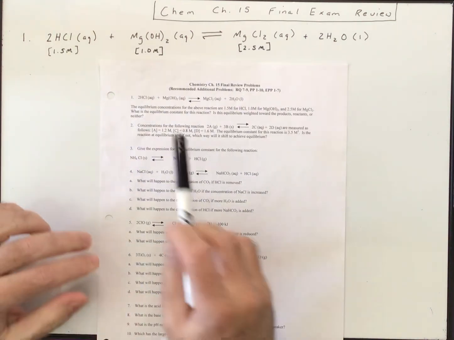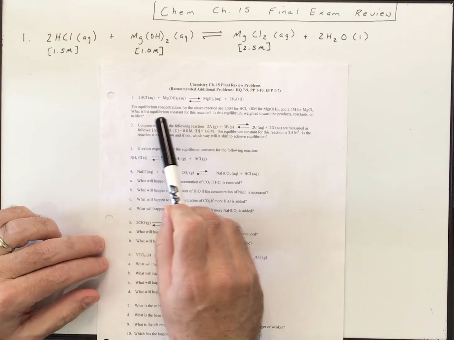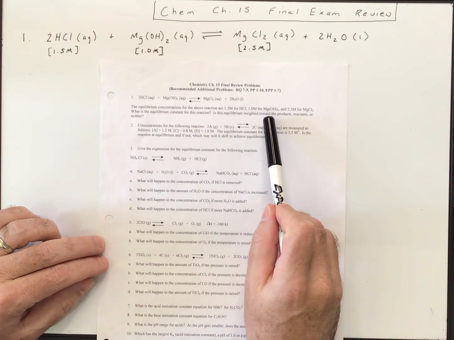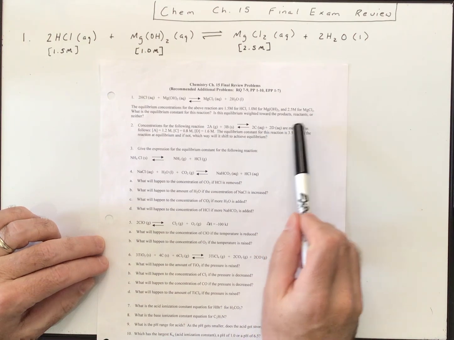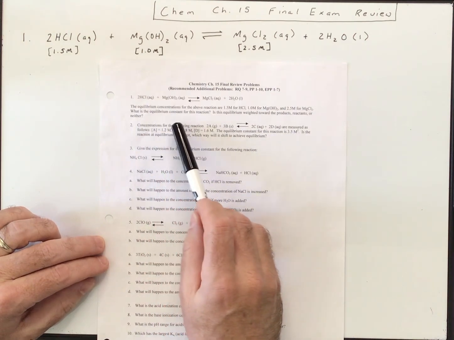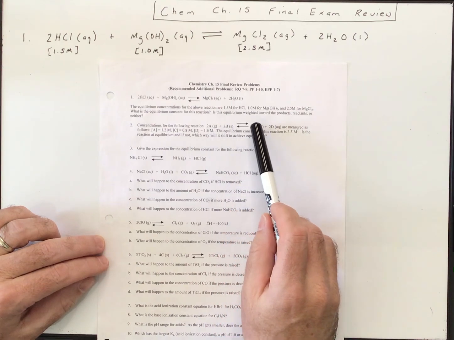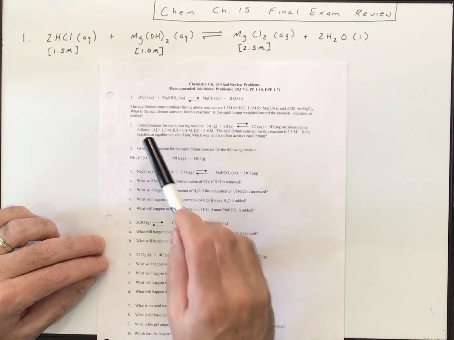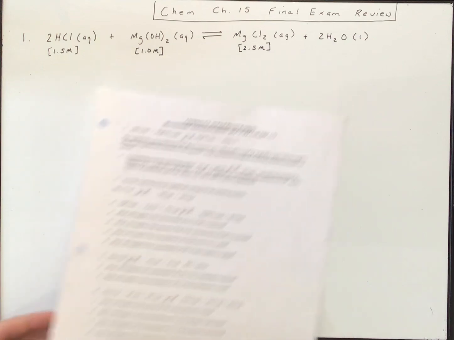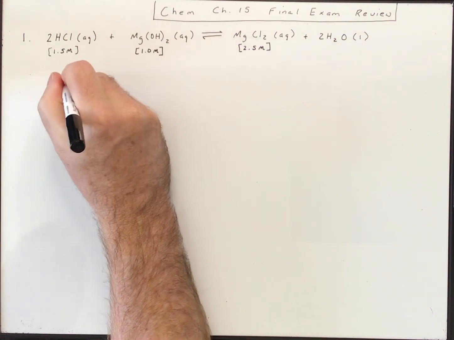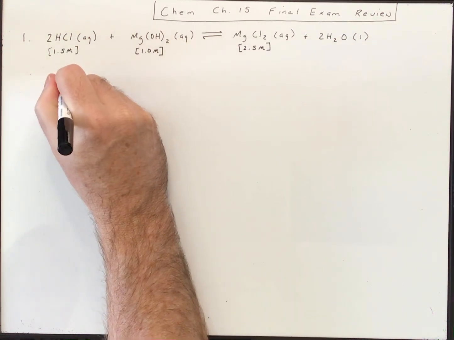We have this reaction. It says the equilibrium concentrations for the above reaction are 1.5 molar for HCl, 1 molar for Mg(OH)2, 2.5 molar for MgCl2. What's the equilibrium constant for this reaction? Is the equilibrium weighted towards the products, reactants, or neither? Okay, so I've gone ahead and written out the reaction here. So we need to calculate big K.